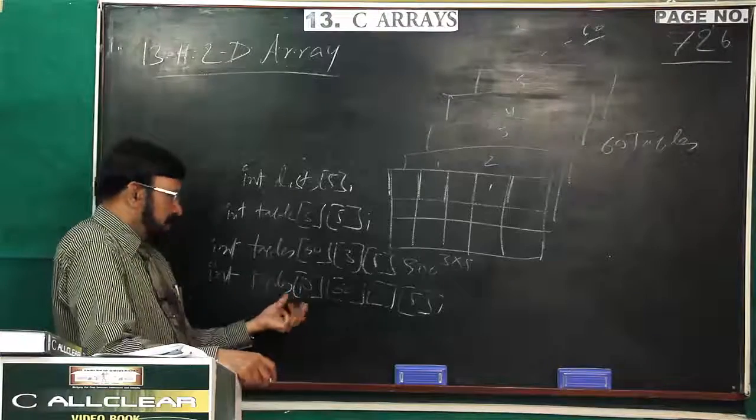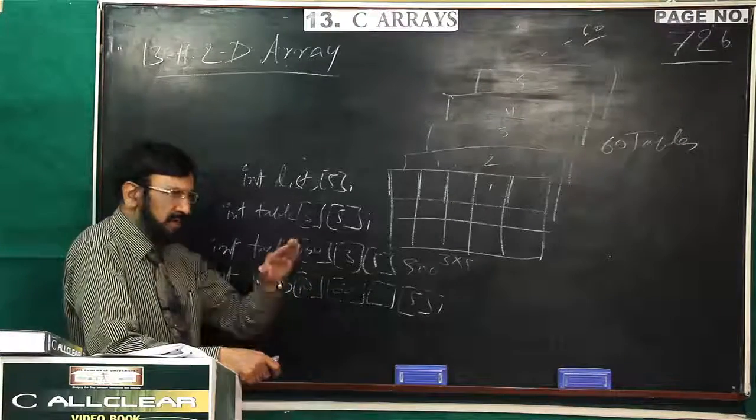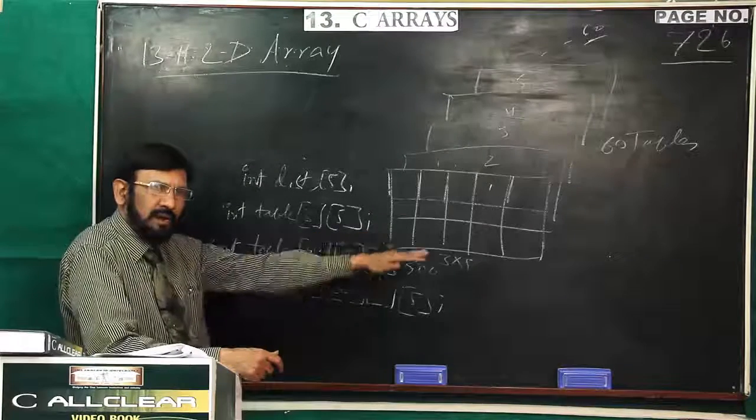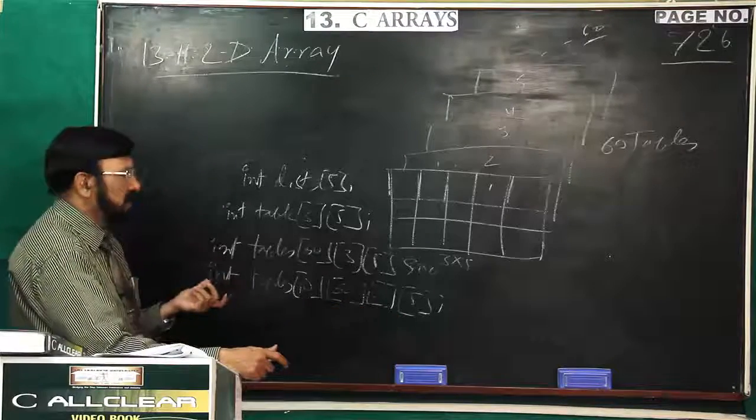5-dimensional is required. Suppose in your college, 3 streams are there. Not only engineering, MCA, and degree. 3 streams are there. Then a 5-dimensional array is required.